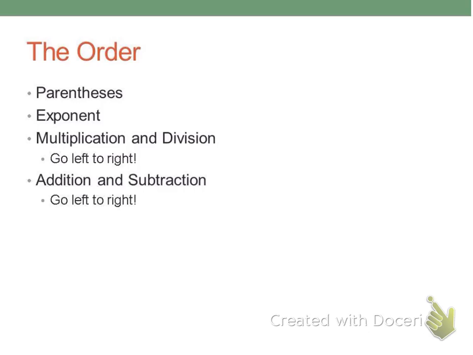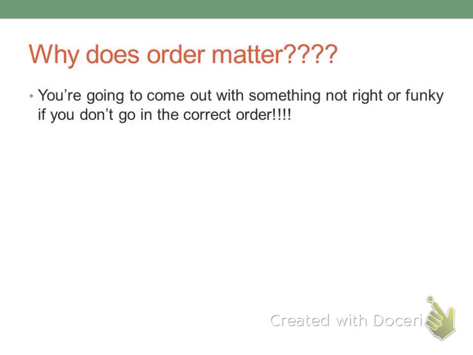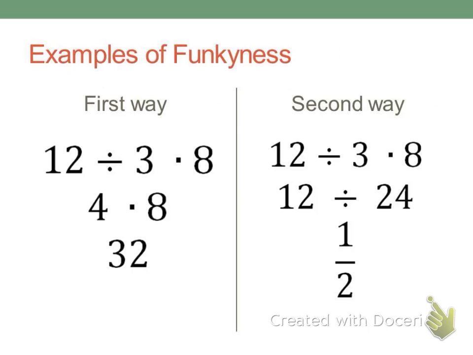After you've done the multiplication and the division in the problem, you then go on and do the addition and the subtraction. Same way as multiplication and division. If subtraction comes before addition in the problem, you do the subtraction first. The reason why this matters, if you don't go in this specific order, you're going to come out with something that is not right or funky. And that happens if you possibly do addition before subtraction, even though subtraction comes first.